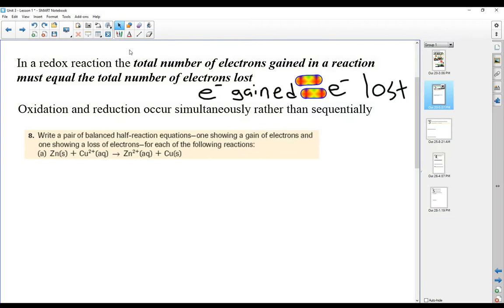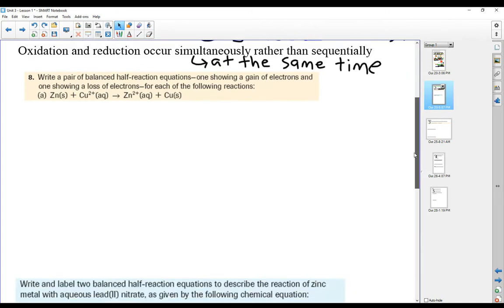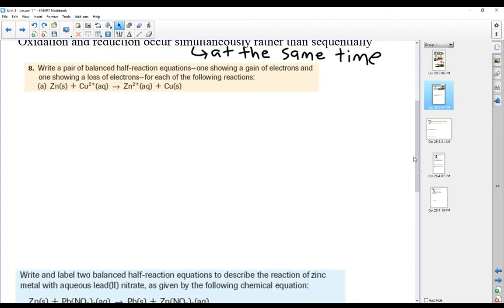Oxidation and reduction occur simultaneously rather than sequentially. What that means is that oxidation and reduction, redox, is occurring at the same time. All right. So we have a practice question here for us to go over. It says, write a pair of balanced half reaction equations, one showing a gain of electrons and one showing a loss of electrons for each of the following reactions.